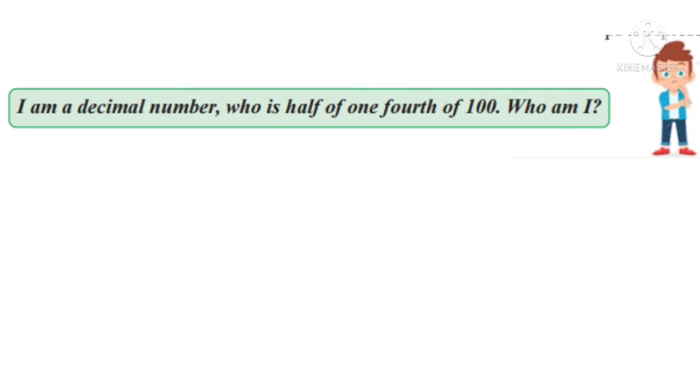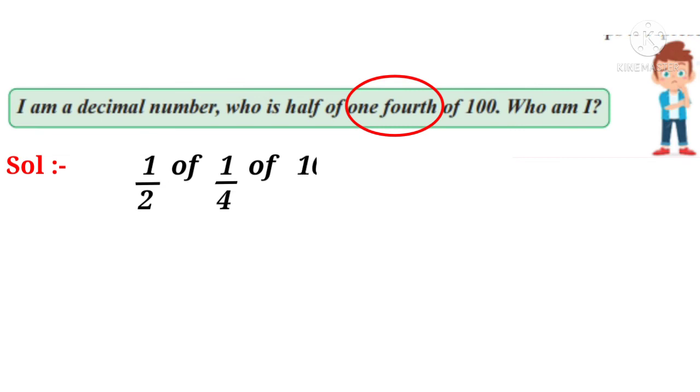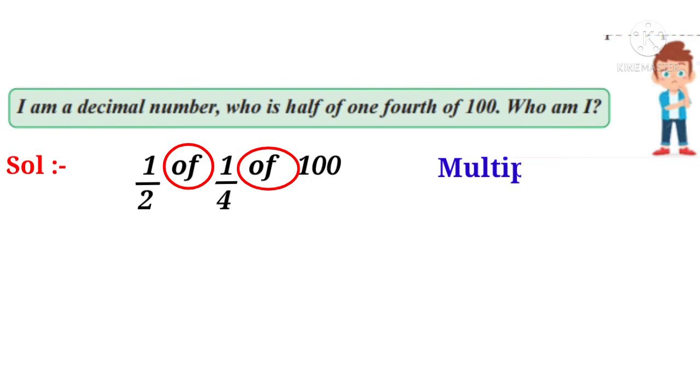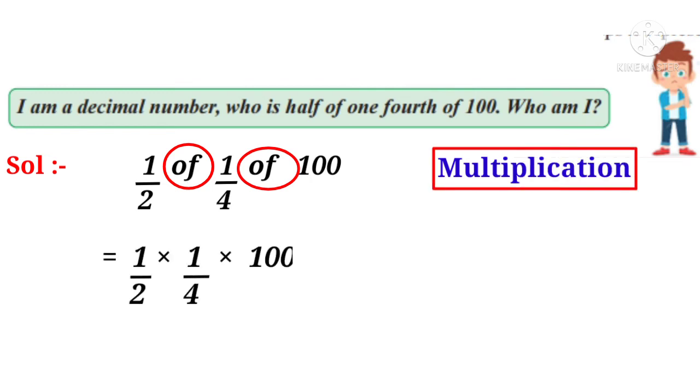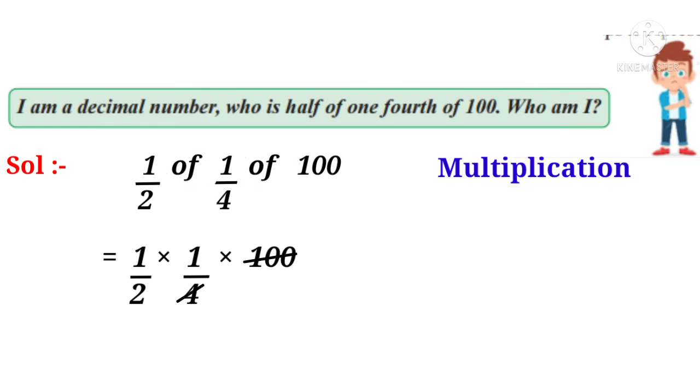Next, I am a decimal number who is half of 1/4 of 100. Who am I? Solution. Here observe that half means 1 by 2. Of 1/4 means 1 by 4 of 100. Here the word of indicates multiplication. So 1 by 2 into 1 by 4 into 100. On simplification by 4, 4 25 ja. So in the numerator 25 into 1 is 25 by in the denominator 2. So on dividing 25 by 2, we get 12.5.